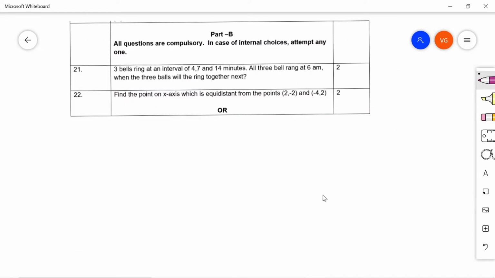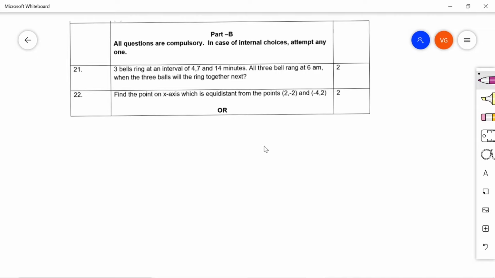Let us start part B. In this part B, question number 21 is the first question. It's a 2-mark question. The question is like this: 3 bells ring at an interval of 4, 7 and 14 minutes. All the 3 bells rang at 6 a.m. When will the 3 bells ring together next?